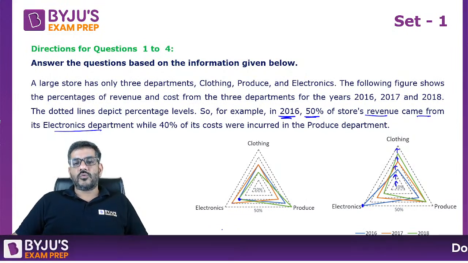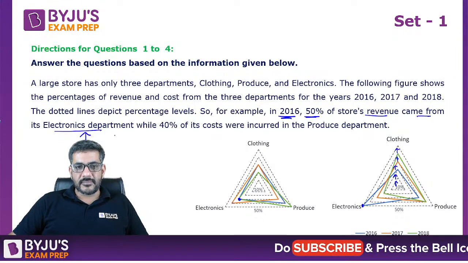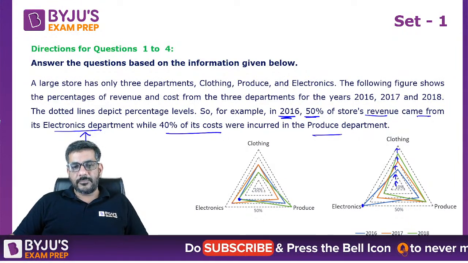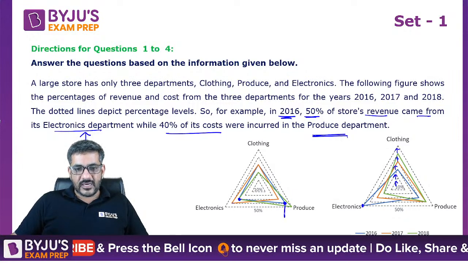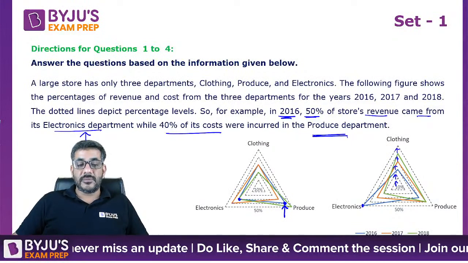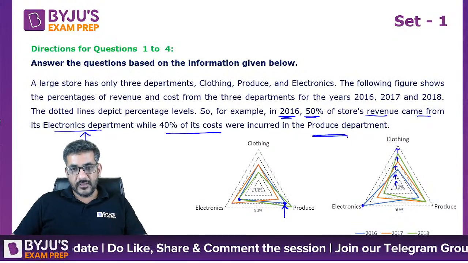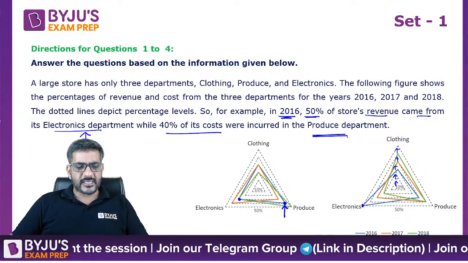So this is what the question is talking about. 50% of the store's revenue came from the electronics department, 40% of costs were from the produce department. So the produce department has 40%. Here, if you look at the figure, this is represented by the 2016 produce department's cost percentage. So once the data is understood, after that you can easily do the questions, I think.